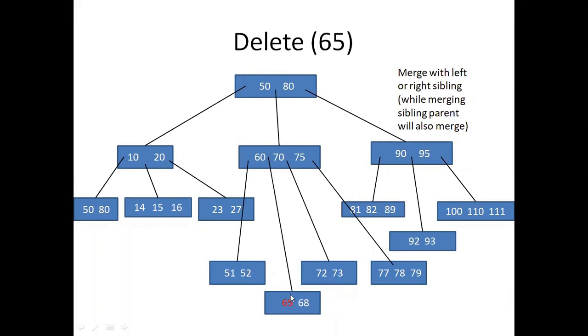If we delete 65, again only one key is left in this node, which is violating the property of the B tree because it should have a minimum of 2 keys. In this case, borrowing is also not possible, because if I borrow from the left, then for that particular node it will violate the property. If I borrow from the right sibling, then for that particular node it will violate the property of the B tree. So in this case, what will we do? We will merge with the left or right sibling.